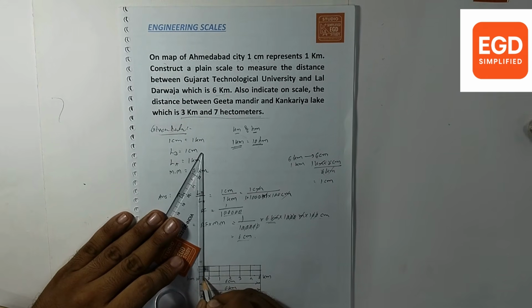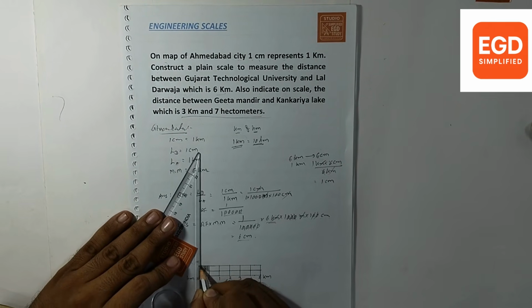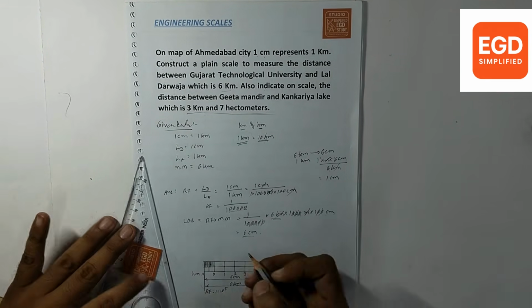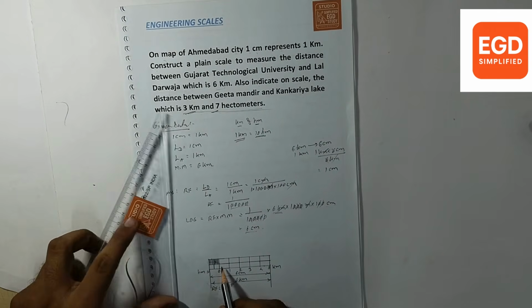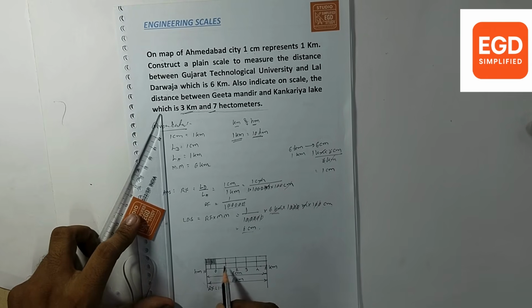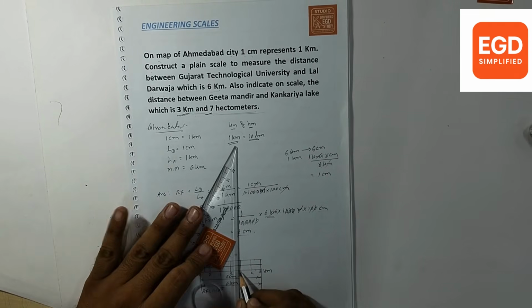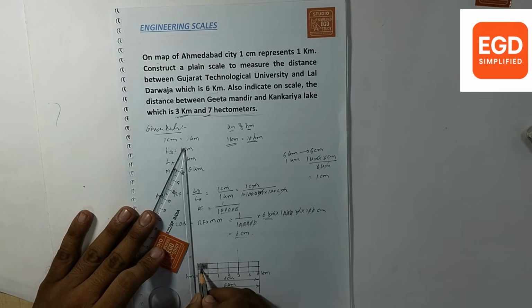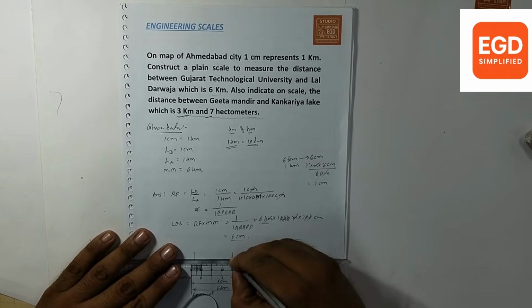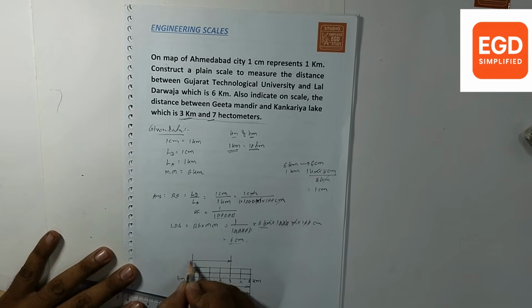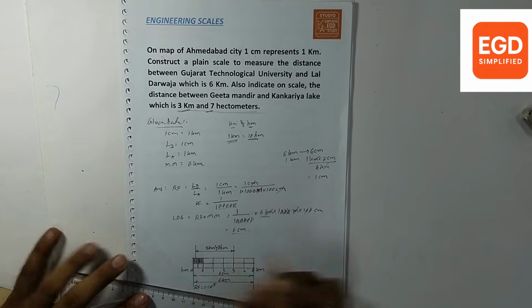The fifth division will be longer. Okay, and it is required to indicate 3 kilometers and 7 hectometers. From 0, 1, 2, 3 kilometers, and from this side 0, 1, 2, 3, 4, 5, 6, 7 hectometers. So this is 3 kilometers, 6, 7. So this will indicate 3 kilometers and 7 hectometers.